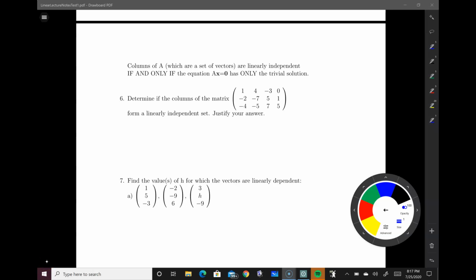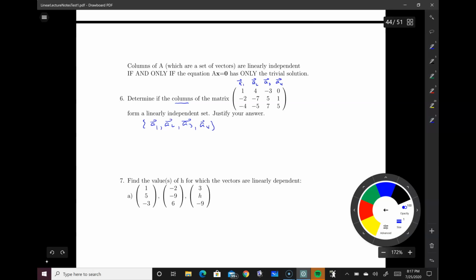All right, so I'm looking at the columns of this matrix. So I've got this vector A1, this vector A2, this vector A3, and this vector A4. So I'm trying to see if this set of vectors are linearly independent or dependent.